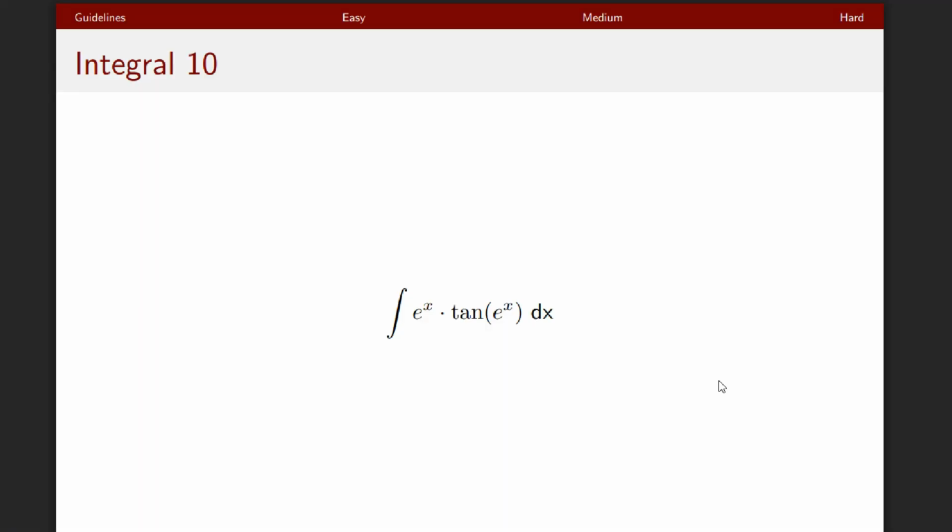E to the tan x. Oh, ln of secant e to the x plus c. Yeah, too easy. This is, I want to say, square root of 1 minus x squared.